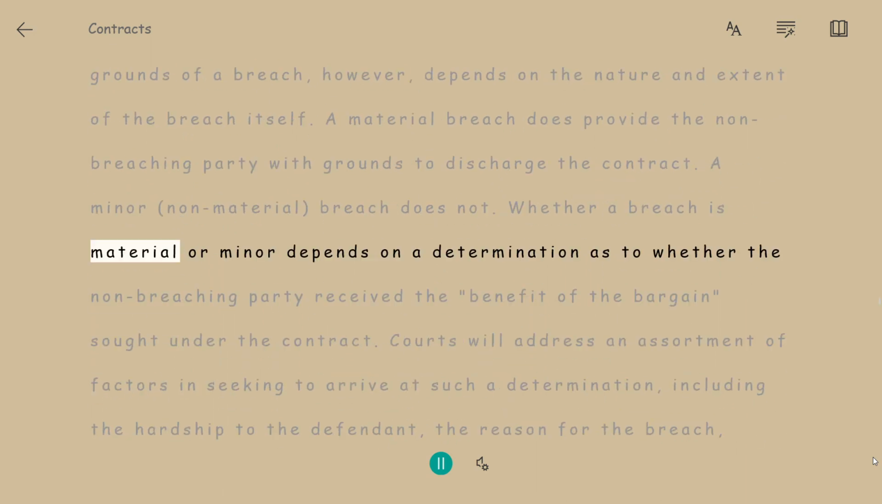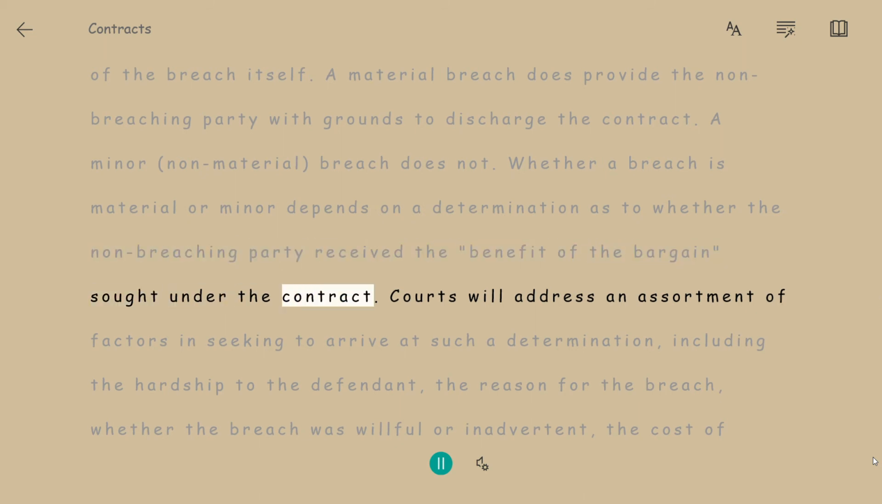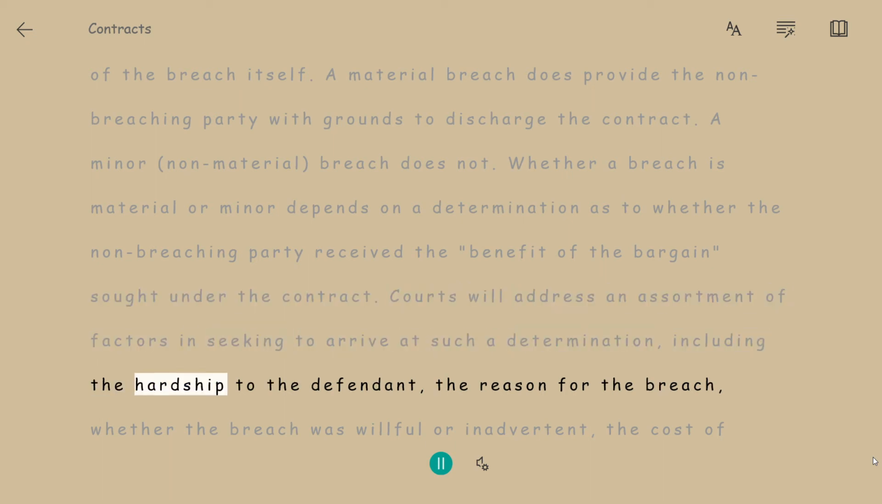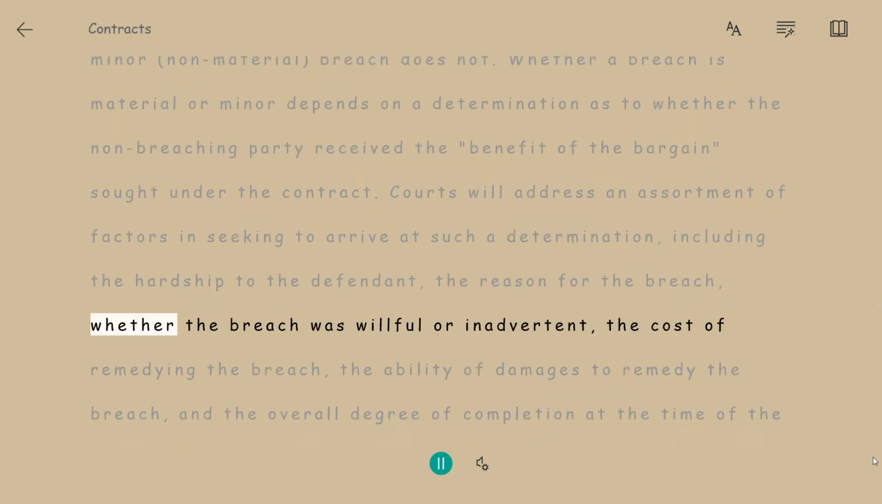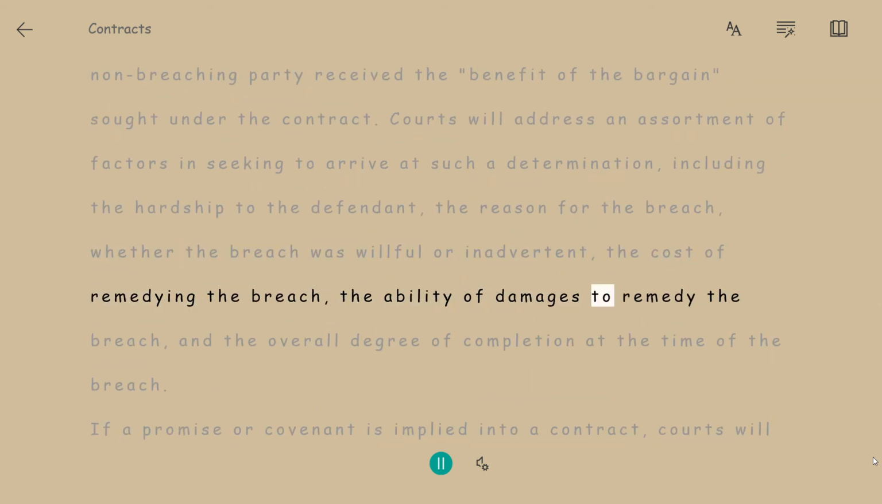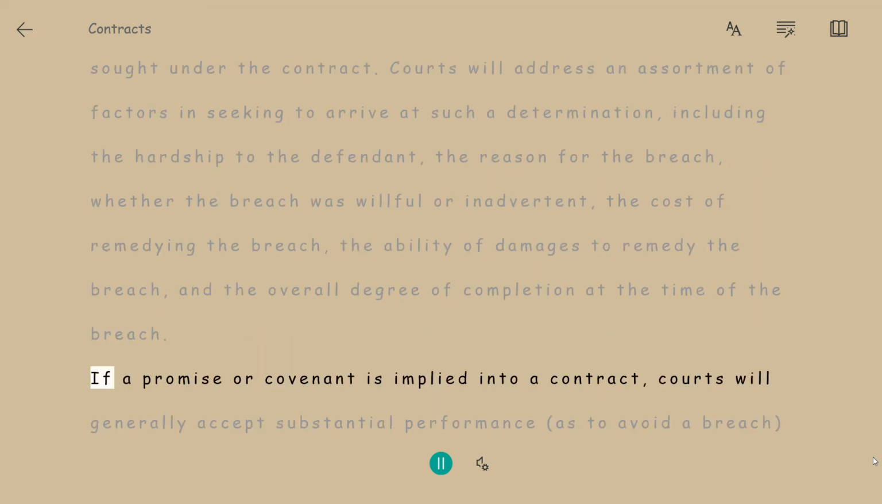Whether a breach is material or minor depends on a determination as to whether the non-breaching party received the benefit of the bargain sought under the contract. Courts will address an assortment of factors in seeking to arrive at such a determination, including the hardship to the defendant, the reason for the breach, whether the breach was willful or inadvertent, the cost of remedying the breach, the ability of damages to remedy the breach, and the overall degree of completion at the time of the breach.